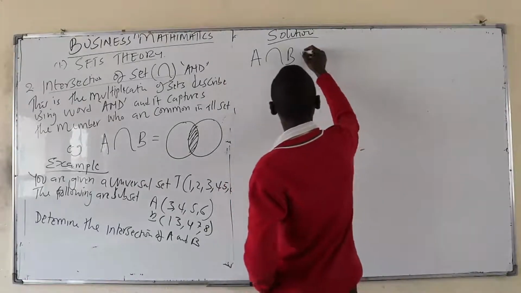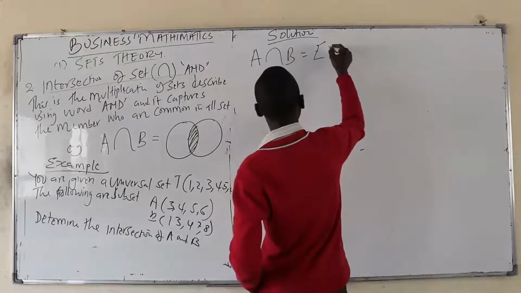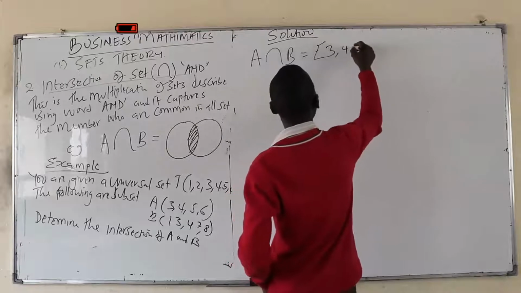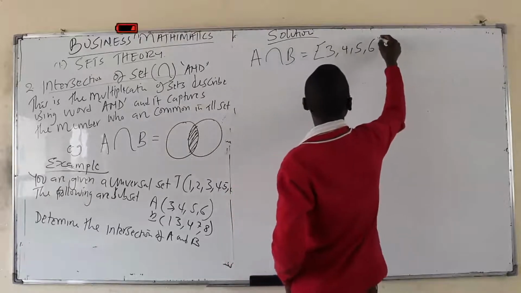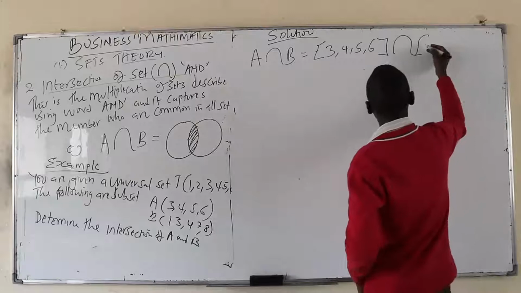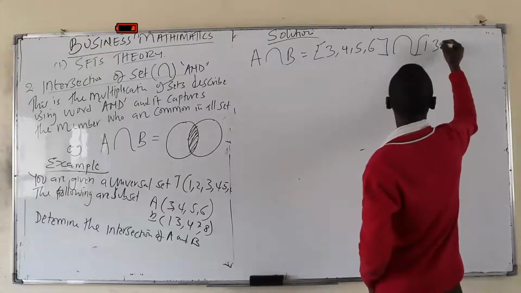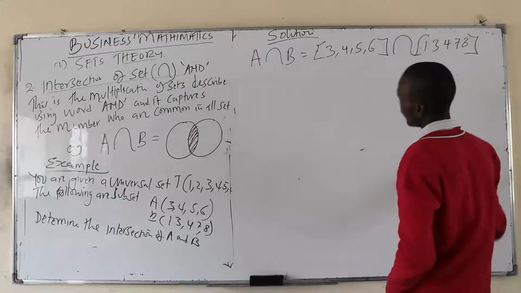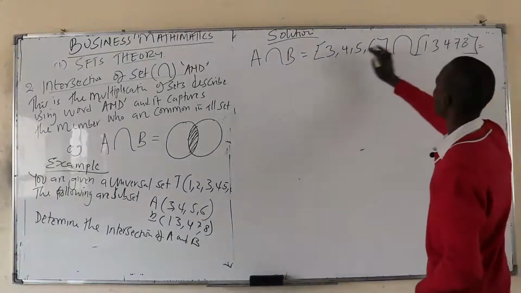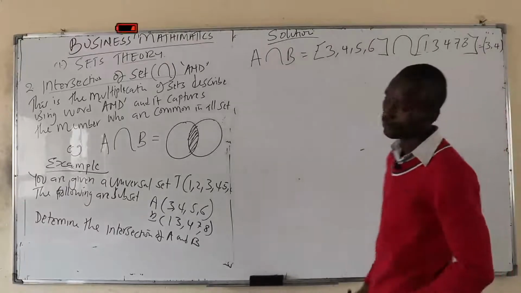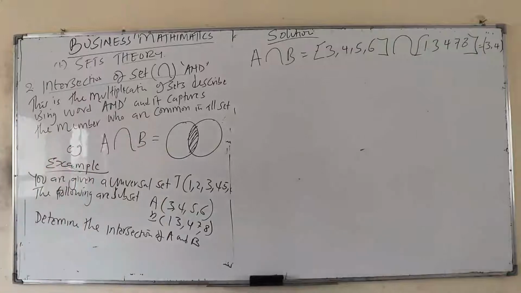You are given a universal set T, which has the following elements: 1, 2, 3, 4, 5, 6, 7, and 8. Those are the elements that are in the universal set. Then you are told the following are subsets of that universal set.